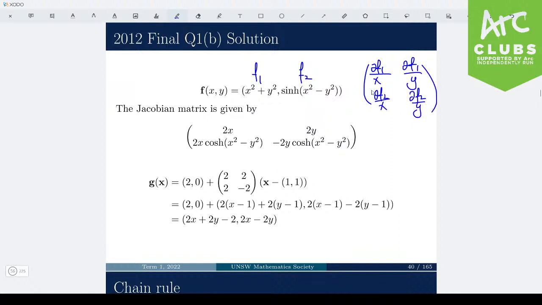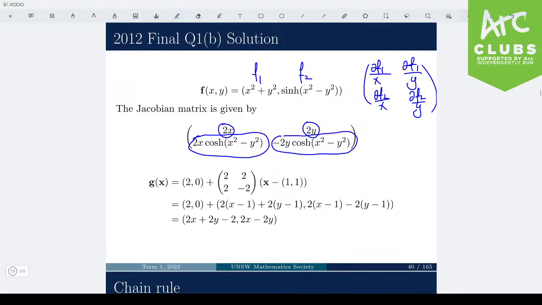Okay? So we differentiate x plus y squared in terms of x, you get 2x. Differentiate it in terms of y, you get 2y. Differentiate hyperbolic sine of x squared minus y squared in terms of x, you get this. Differentiate by y, you get this. Okay?